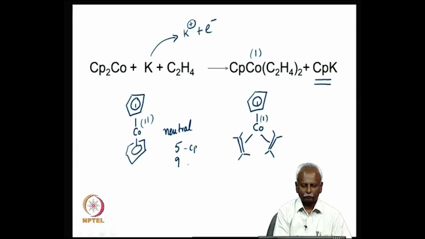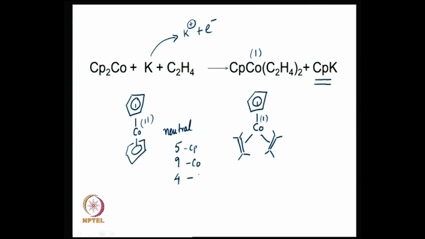5 electrons from the Cp, and 2 electrons each from these olefins, and so we have 4 electrons from ethylene. So, we have a total of 18 electrons. So, an 18 valence electron complex is formed very conveniently, and this turns out to be a stable system.